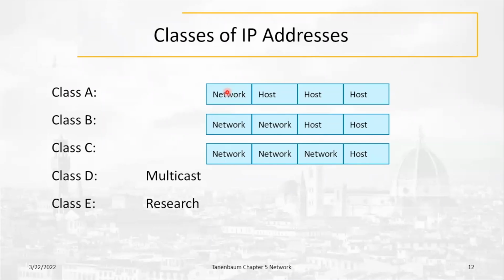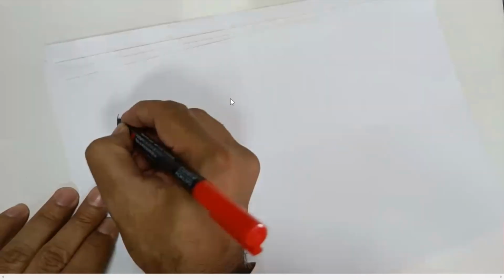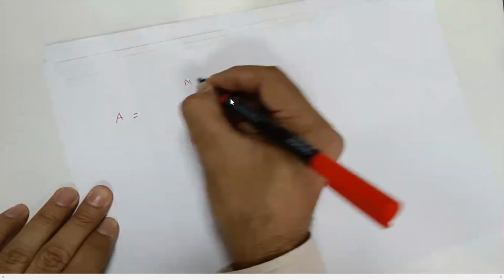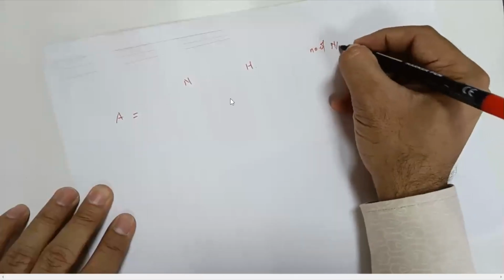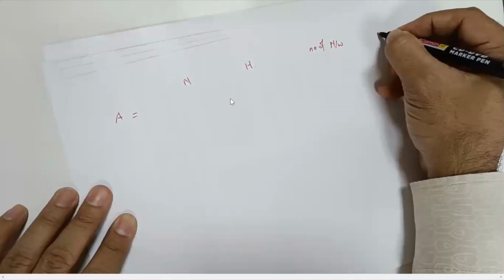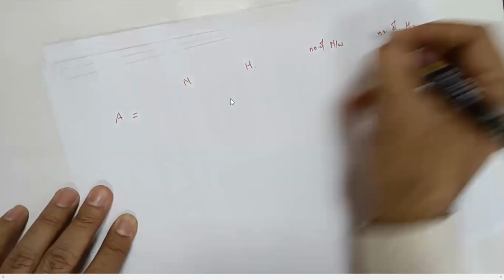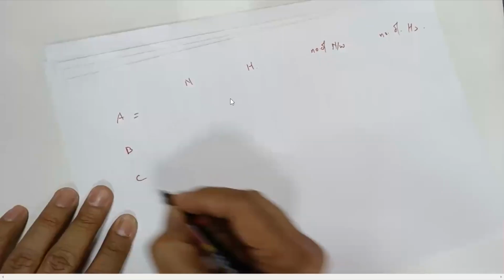Now, as you can see here, only one section is the network part. That means how many bits are there? 8 bits for network. So how many such networks can you have in class A? For class A, how many network bits are there and how many host bits are there, and the number of networks that you can have and the number of hosts you can have in each class? That we'll find out.